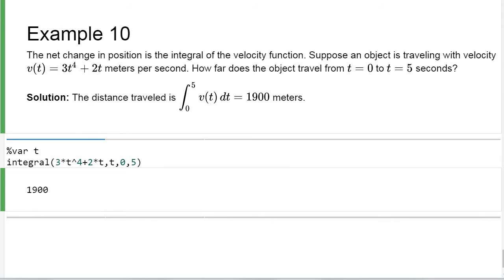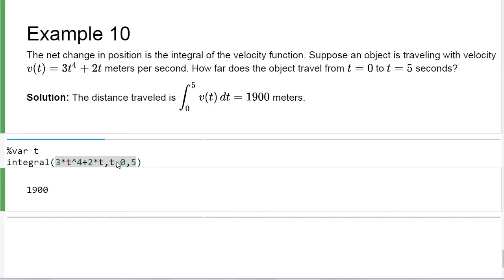Okay, with motion, net change in position is the integral of velocity, the definite integral of velocity. So suppose an object is traveling with velocity 3t to the 4th plus 2t meters per second. How far has the object traveled? Its change in position from t equals 0 to t equals 5 is the integral from 0 to 5 of the velocity function. And so I did integral of this velocity function.